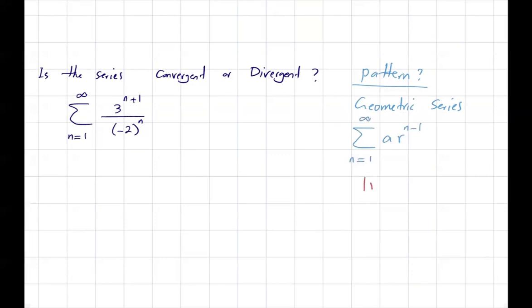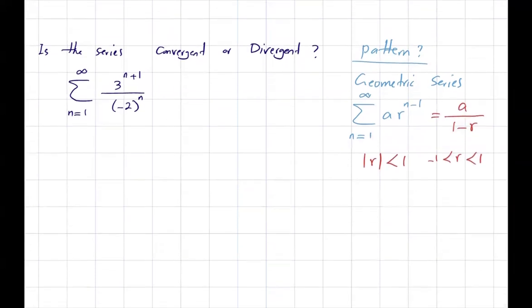in the case that the ratio has absolute value less than 1, or r is bounded between -1 and 1, this series converges to a divided by 1 minus r. So we need to rearrange these general terms in a way that we can recognize the pattern.